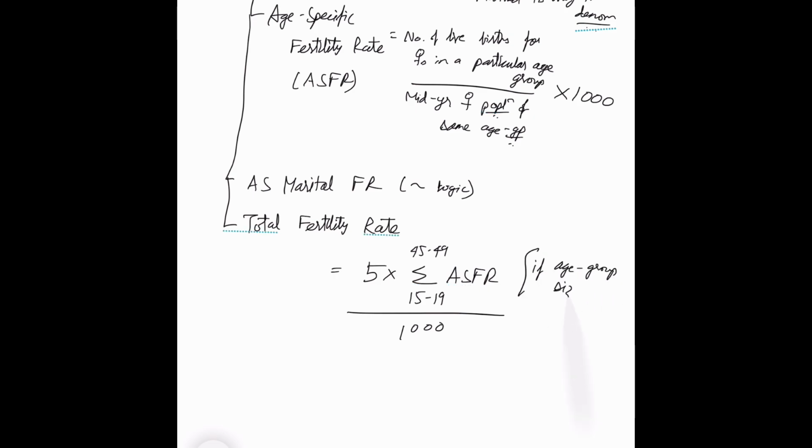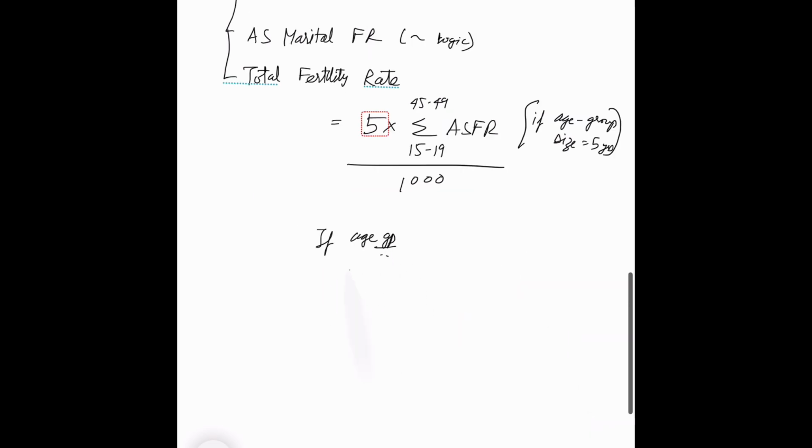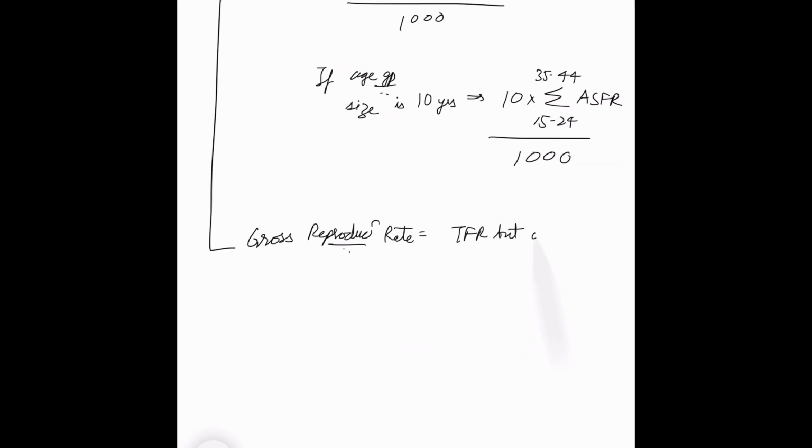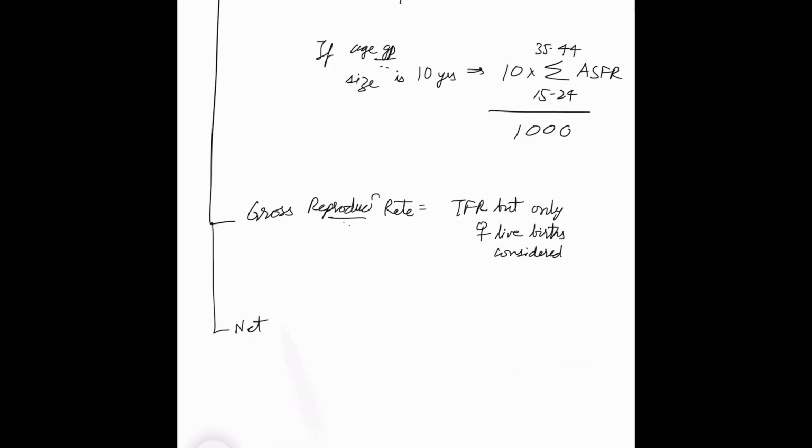Then you have the total fertility rate, which, if your age group size is 5 years, is 5 into the sum of the age-specific fertility rates of all the age groups from 15 to 49 years, divided by 1000. If the age group size is 10 years, it's 10 into the summation of the age-specific fertility rates of all age groups from 15 to 44 years.